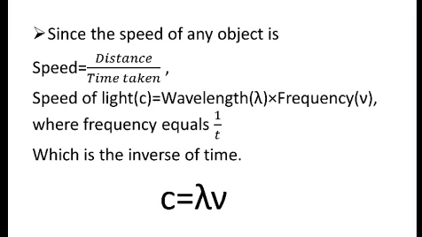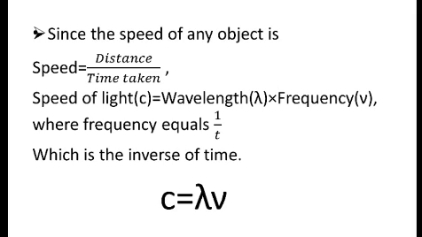Now you might be wondering why we are multiplying here instead of dividing, but actually the frequency is simply an inverse of time. So it's the same as wavelength divided by time taken. But we'd rather just use the frequency, since frequency is a property of waves.